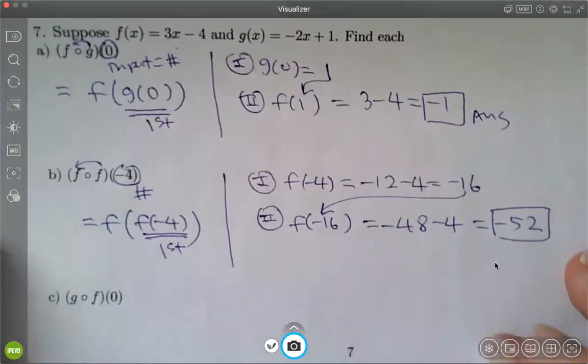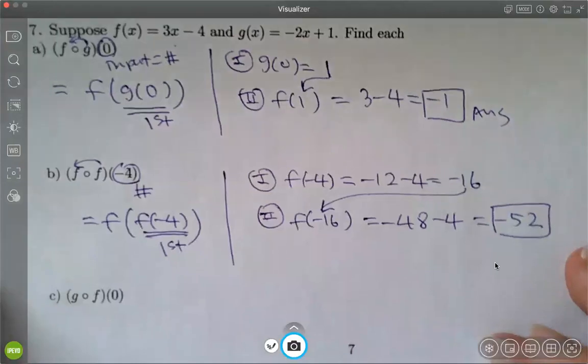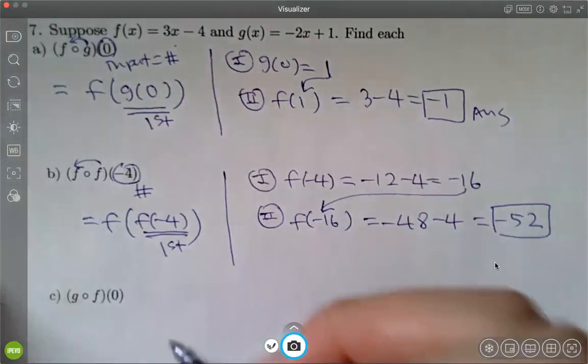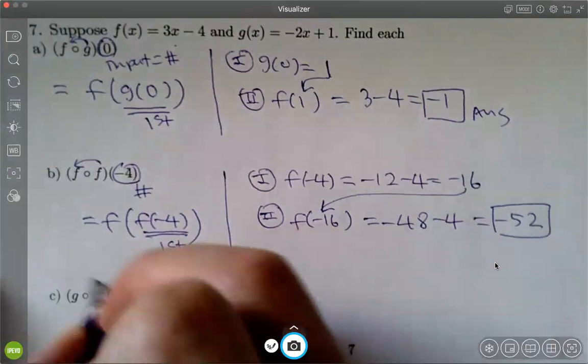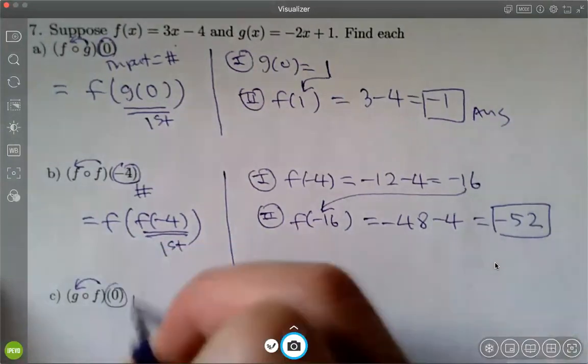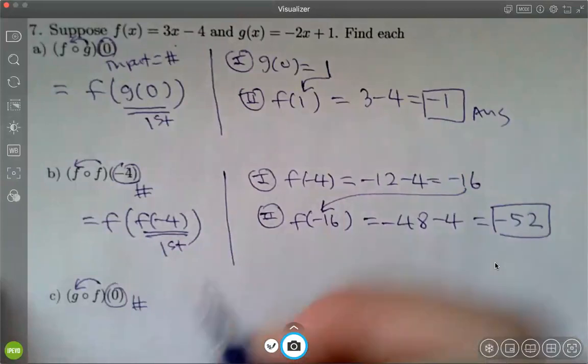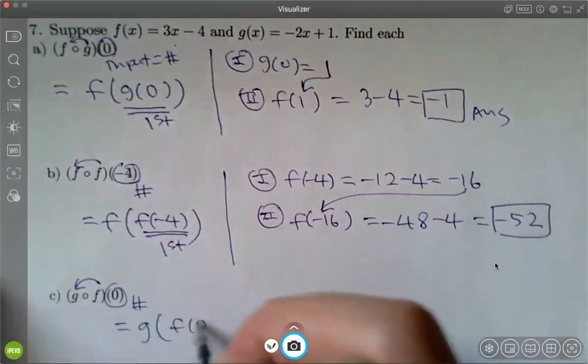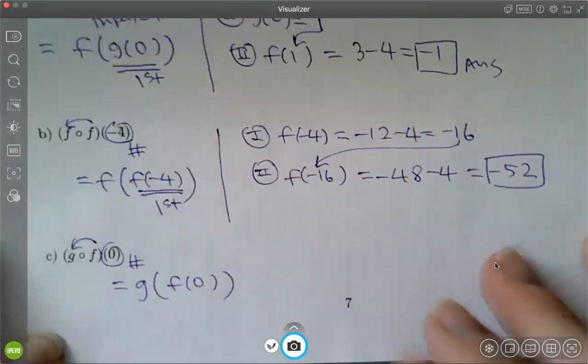Okay, and now g circle f of 0. So now here, what do we take care of first? g or f? f, right? Yeah, always we go backwards, okay, like that. And input is a number. So this is g of f of 0, which we do f of 0 first.